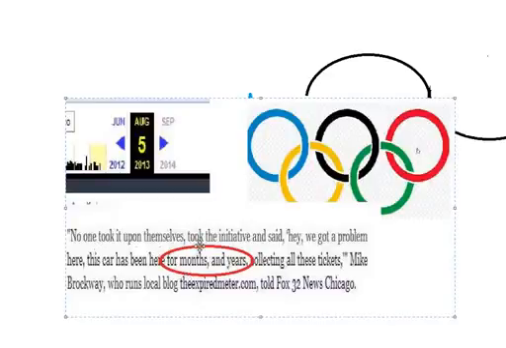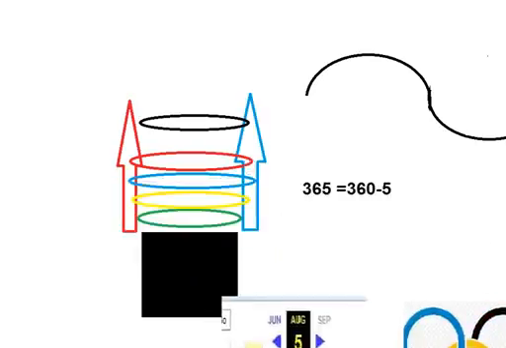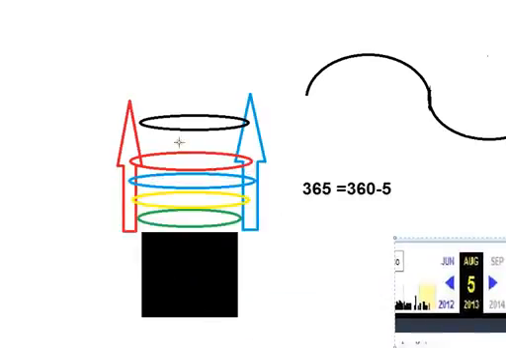Okay? No one took it upon them or took the initiative and said, hey, we got a problem here. This car has been here 4 months and years. Nobody says it's been here for months and years. Nobody says that. What they're saying is it's been there for 4 months and 4 years. A year is 365 or 360 and 5, which is this going through the cycles. And then the 4 months, that would be, let's see, 430, so that'd be 12, that's 3.